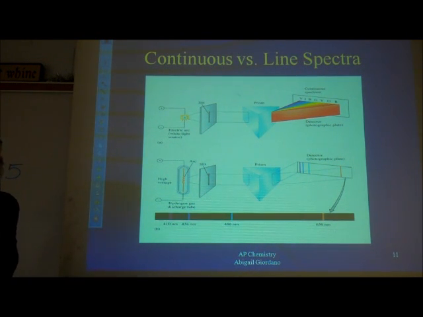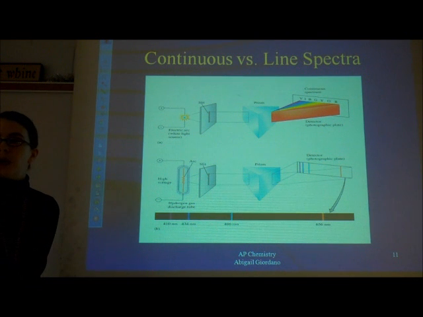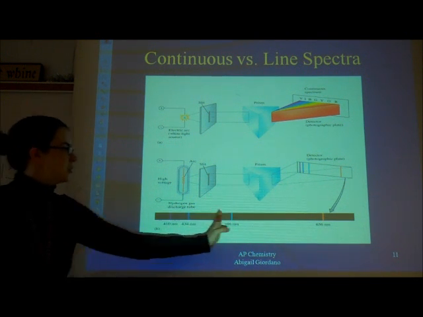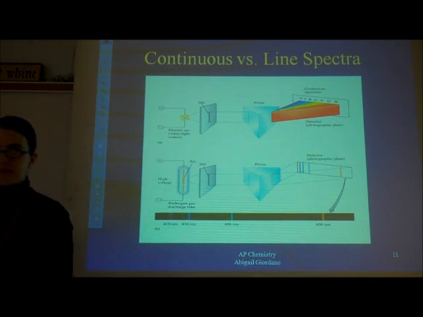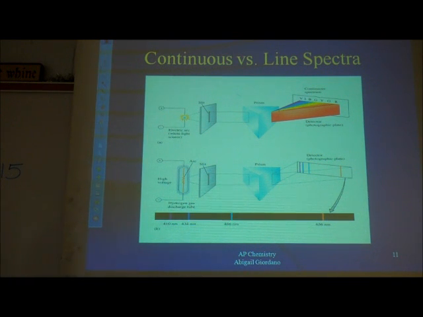Okay? So from any one particular element, or atom, or let's be even more specific, electrons within an atom, you're not going to see all colors of the rainbow. You're going to only see specific colors. Right? Now, where is that coming from? Let me tell you.